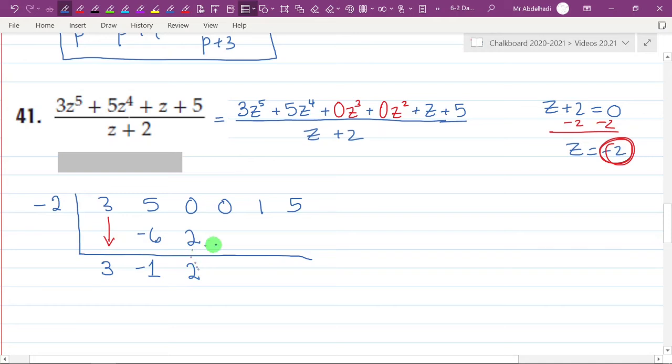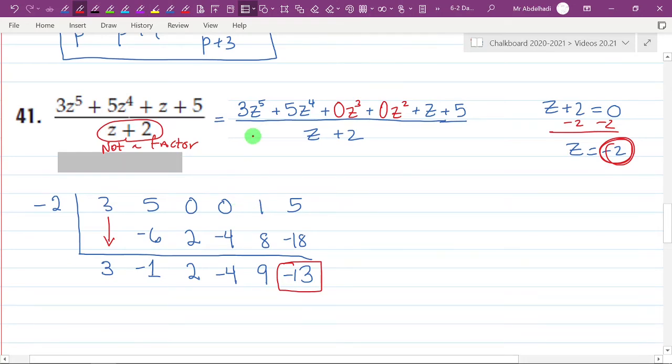-2 times 2 is -4. 0 plus -4 is still -4. -2 times -4 is +8. 1 plus 8 is 9. -2 times 9 is -18. And 5 minus 18, or -18 plus 5, is -13. That's your remainder. So right away we know z plus 2 is not a factor of the top here. So what's our answer?